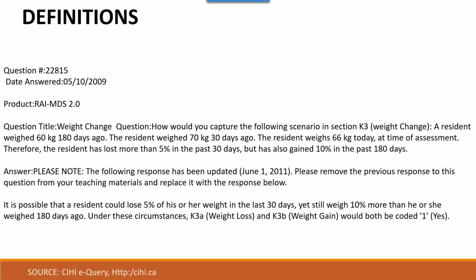CIHI's answer is, please note the following response has been updated June 1st, 2011. Remove any previous materials. It is possible for a resident to lose 5% of their weight in 30 days and still weigh 10% more than over the last 180 days. Under these circumstances, K3A weight loss and K3B weight gain will both be coded as yes. And at one time CIHI did not allow that to happen, both a weight gain and a weight loss.